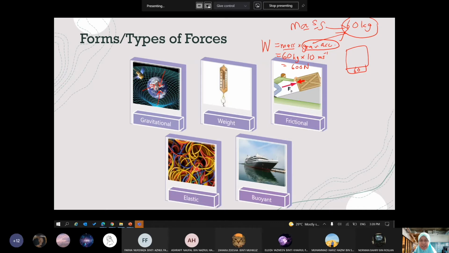Okay, and we have another force called buoyant force. What do you see in the diagram? Ship. Okay, now the ship, is the ship sinking or floating? Floating on the surface of water. Now, what enables the ship to float in the ocean? So the answer is buoyant force. So what is buoyant force? Inilah yang you are going to learn after this. Okay. So far, so good.